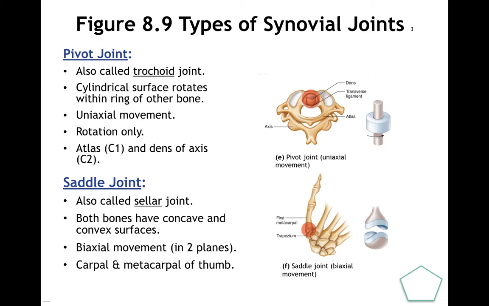Saddle joint is also called a sellar joint. Both bones have a concave and convex surface. It allows for biaxial movement in 2 planes, and a best example of this is our carpal and metacarpal of the thumb that allows for opposition of the thumb. I'll stop this lecture there.